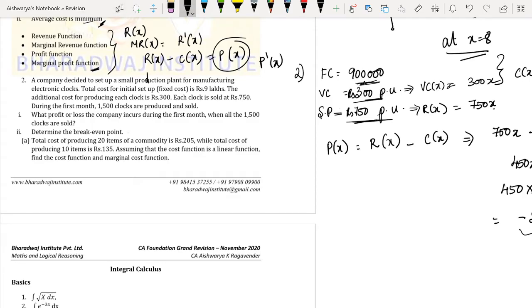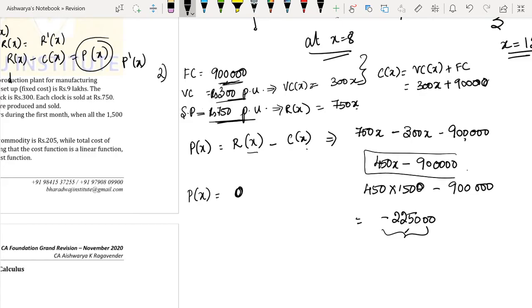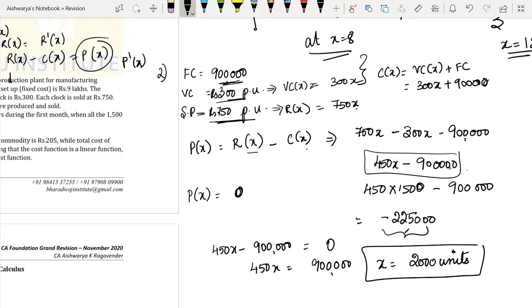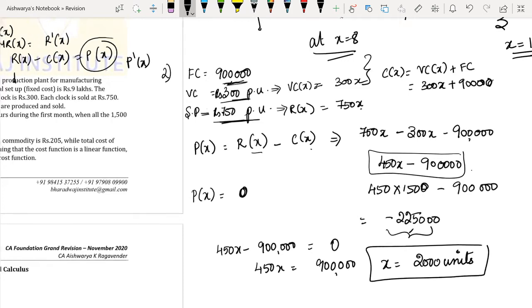So next, let's go to the second part now. Determine the break-even point. Yes. So break-even point is when P of x, when profit is 0. Okay, that is revenue and cost are equal. So what is your profit function? This is your profit function. So this function you equate it to 0. 450x minus 9 lakhs is equal to 0. So your 450x is equal to 9 lakhs. x will be equal to 2000 units. So this is your break-even point. You need to produce a minimum of 2000 units to earn a profit. That is, your profit will be 0 at 2000. Beyond 2000 units is when you will actually start earning profits. So anything less than 2000 will always give you a loss.